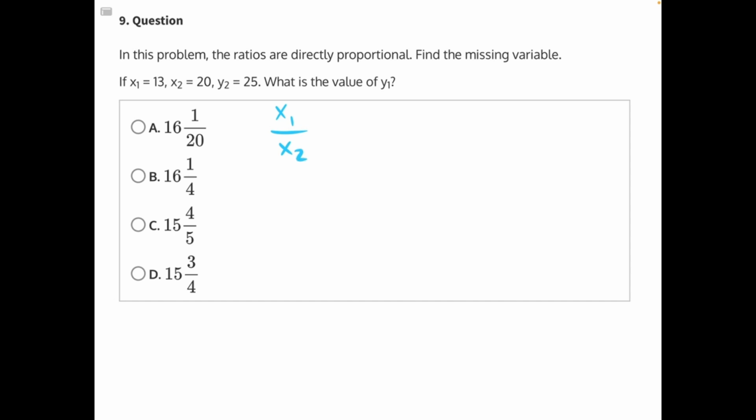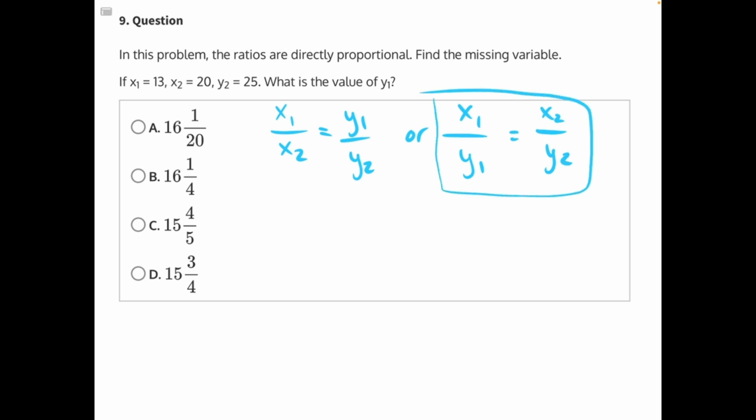There are many different ways we can set up this ratio, but the two most common are x1 is to x2 as y1 is to y2, or x1 is to y1 as x2 is to y2. We'll use this one for this video, but you could use either and still get the same answer.